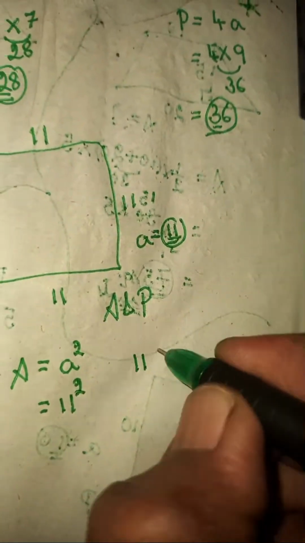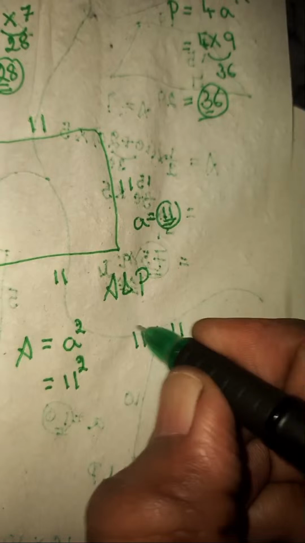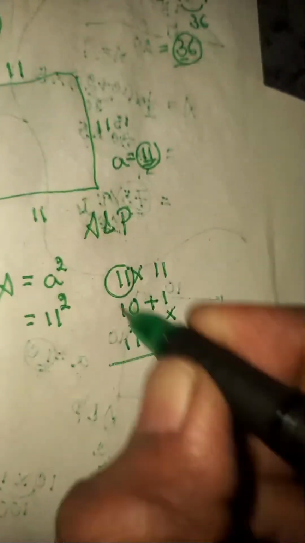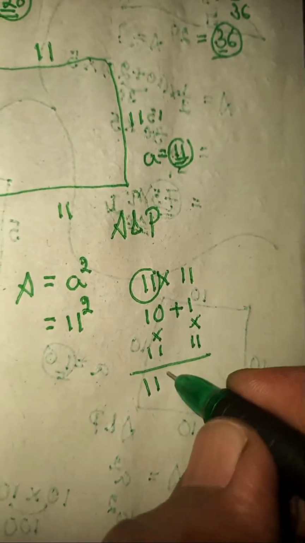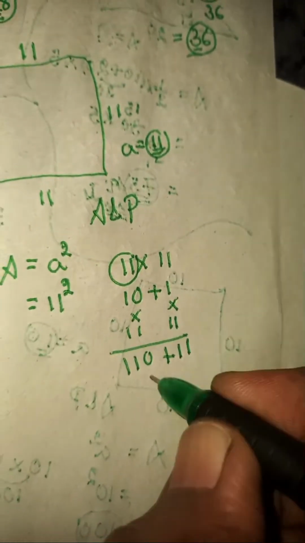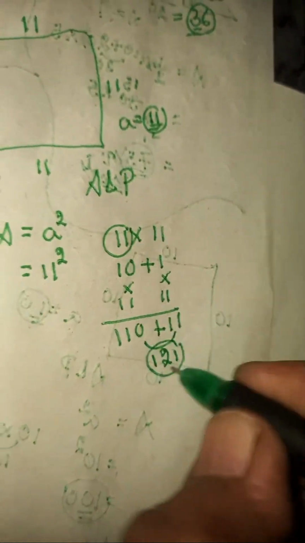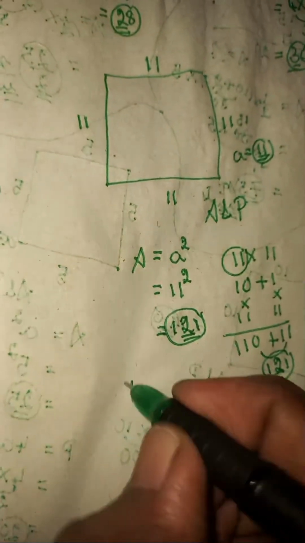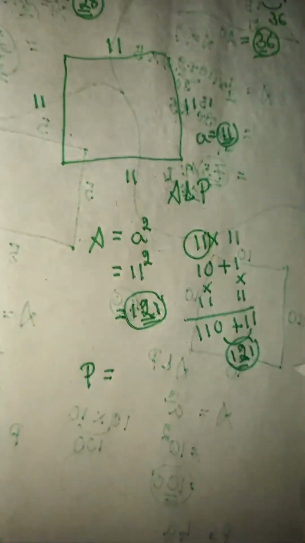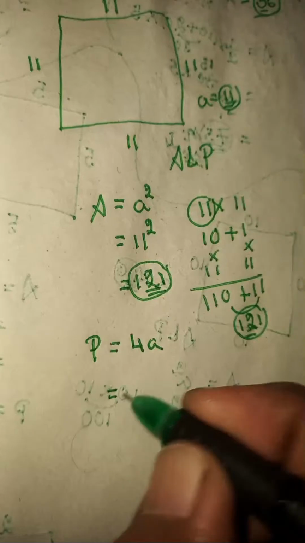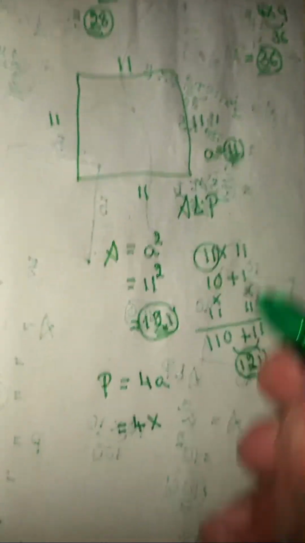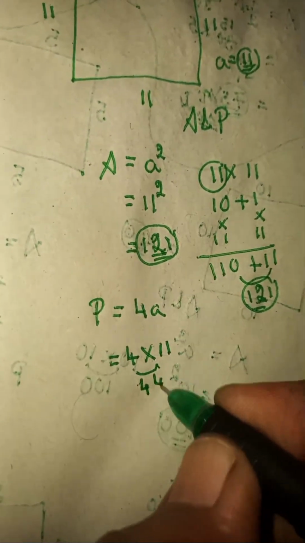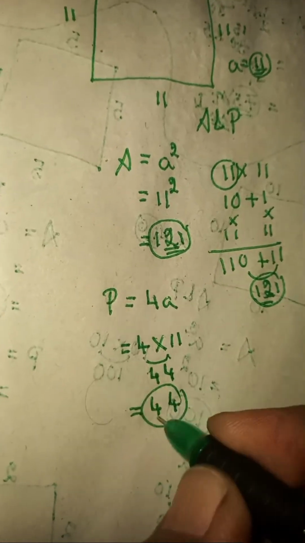11 square means it is 11 times 11, and you can split this 11 as 10 plus 1 and multiply 11 on either side. You're going to get 11 times 10 as 110 and 11 times 1 as 11. When you add, you're going to get it as 121 square units. The perimeter equals 4a. That means it is going to be equal to 4 times the side length, which is 11 units. 4 times 11 becomes 44. So it is 44 units.